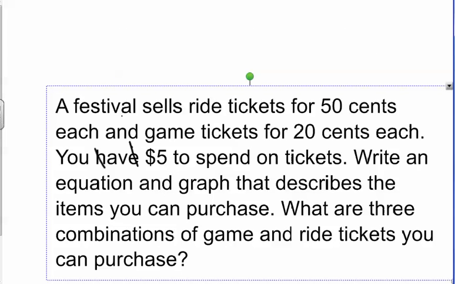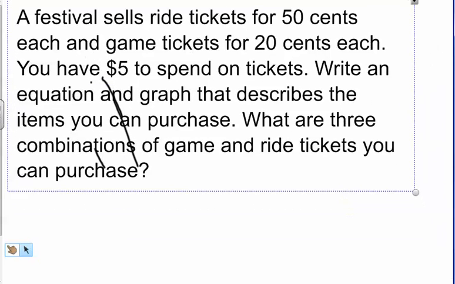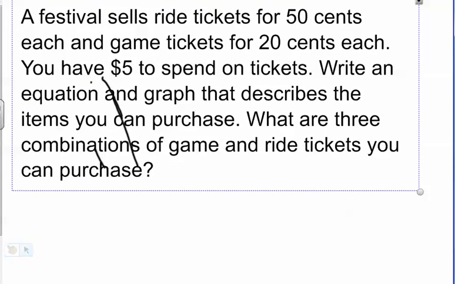This is going to be an example, just so you don't have to worry about this too much. Just want you to think about it. A festival sells rides for 50 cents each and game tickets for 20 cents each. You have $5 to spend on tickets. Write an equation and graph that describes the items you can purchase. What are three combinations of game and ride tickets you can purchase?